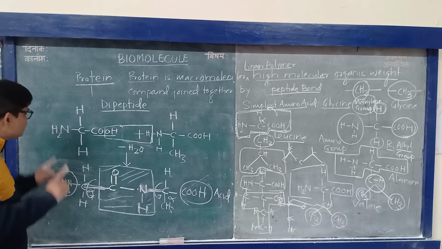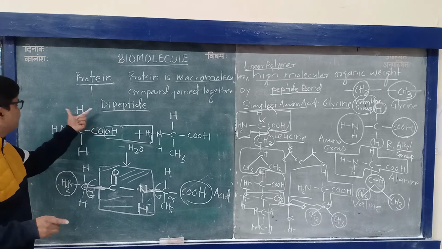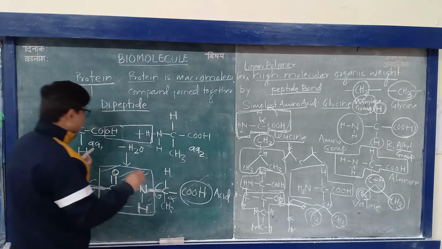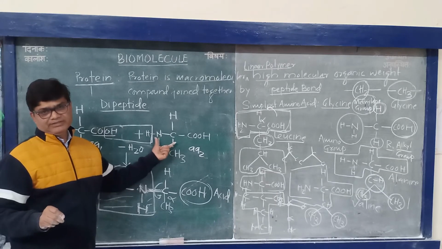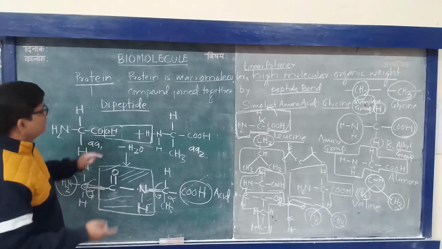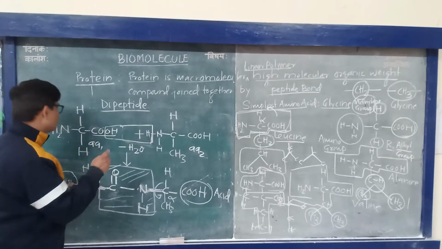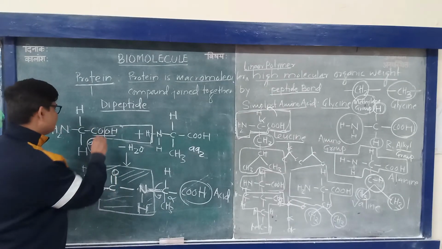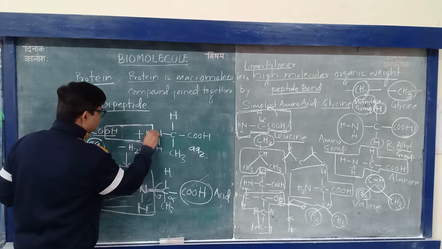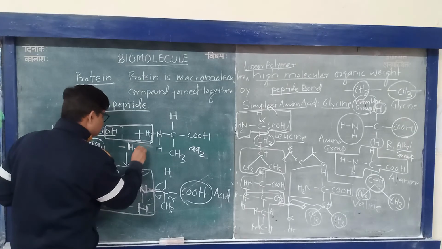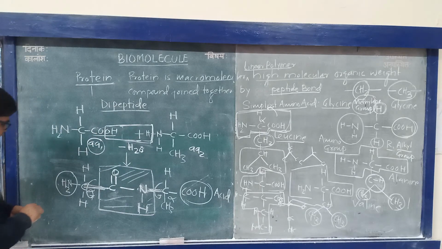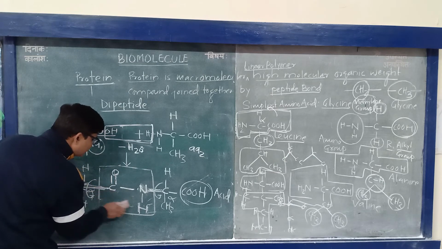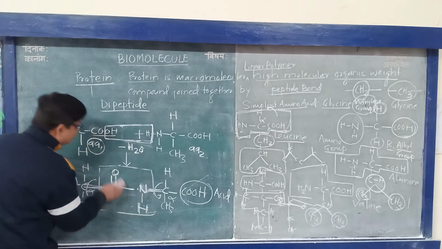A peptide bond is formed between the acid group of the first amino acid, amino acid 1, and the amino group of the second amino acid, amino acid 2. Generally the acid group is present on the right side and the amino group on the left side. So the acid group of the first amino acid reacts with the amino group of the second, and the reaction occurs with the release of 1 molecule of water. You will find this chemical structure, that is the peptide bond, and all will remain in one plane. I am saying one plane means all the atoms stick in one plane.